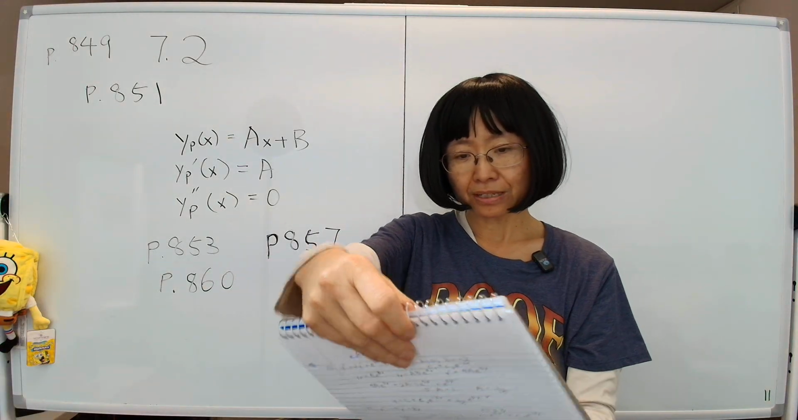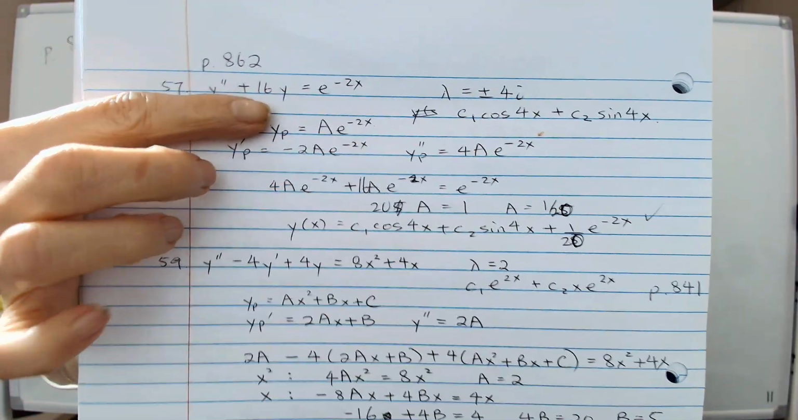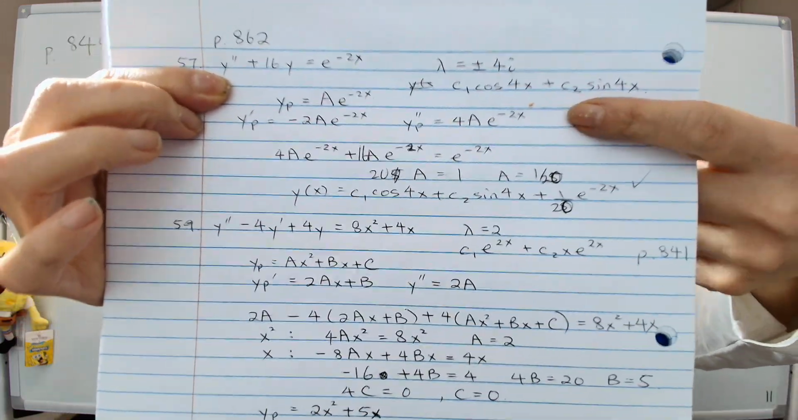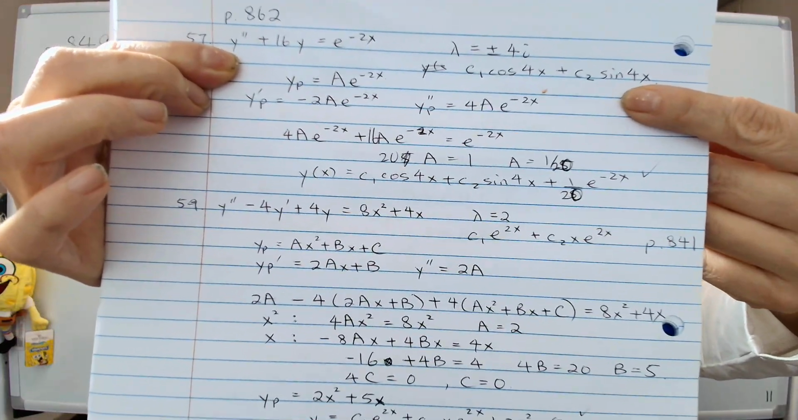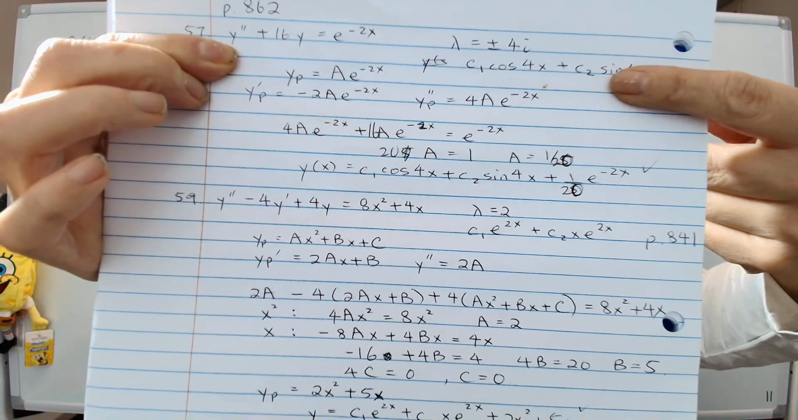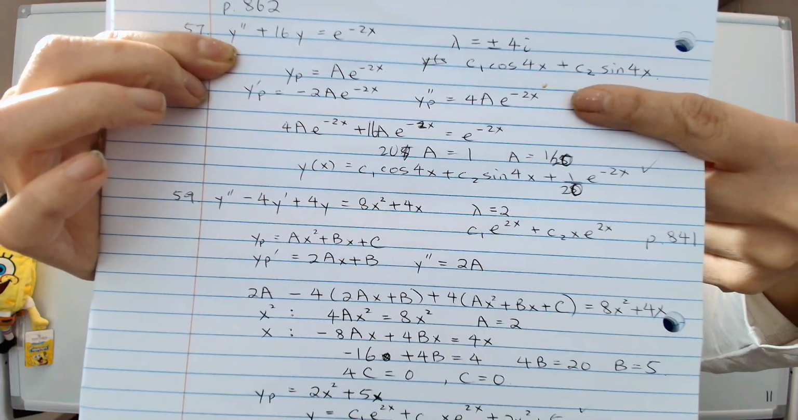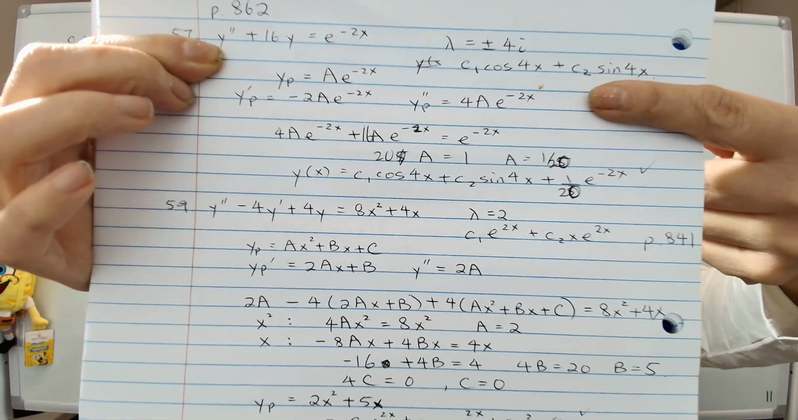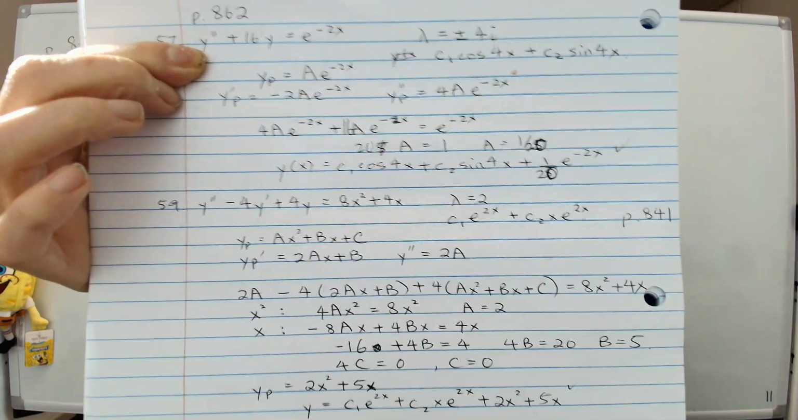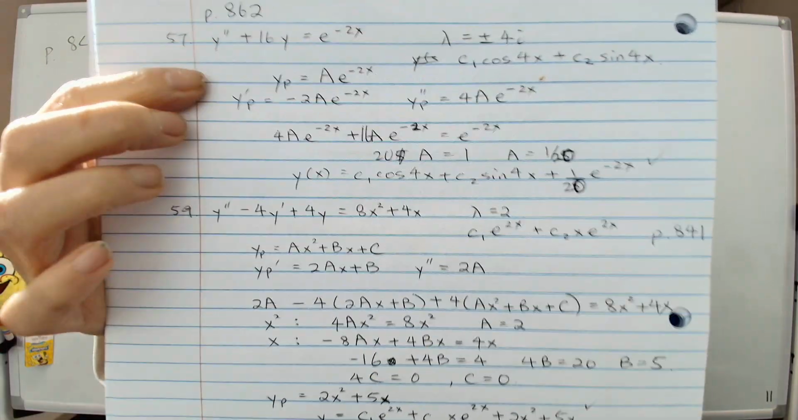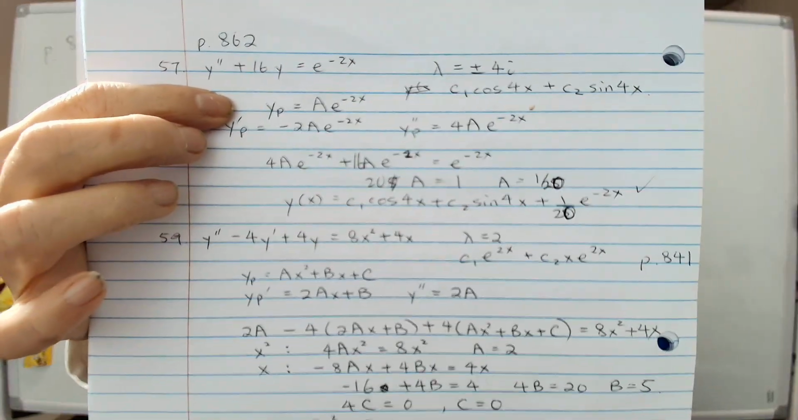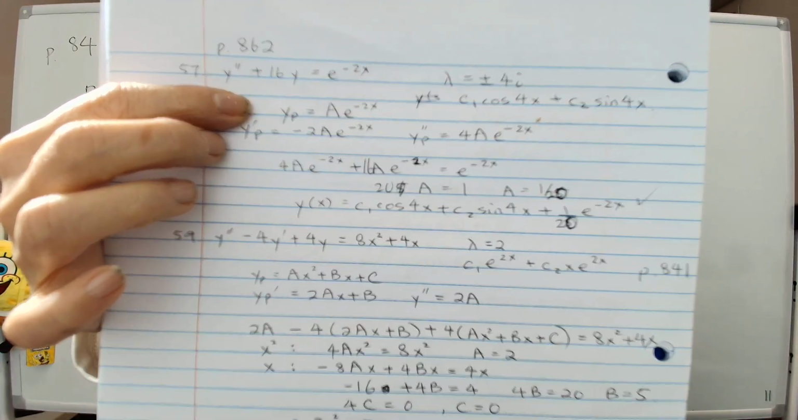Next, problem 57, I think is similar. Now this time the r of x is e to the power minus 2x. As always, I calculate what lambda is. This time lambda is imaginary, which makes no difference to us. I just follow the chart from the previous section, which gives us that the solution will be c1 cosine 4x and c2 sine 4x. And in the meantime, for yp, I followed our chart, which I assigned yp equals a e to the minus 2x.